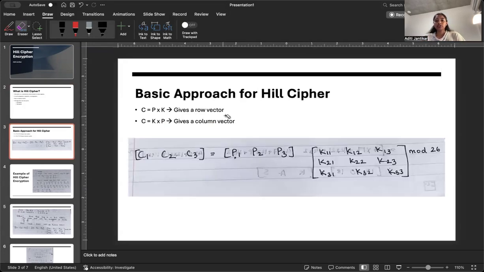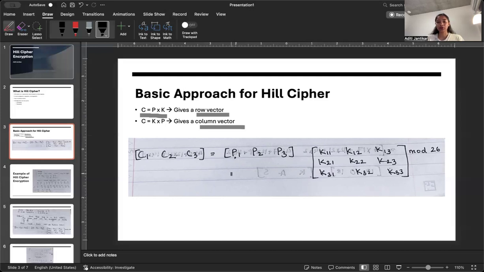So the basic approach for Hill cipher is the cipher text. The cipher text will be equal to the plain text multiplied by the key. So when the plain text is first multiplied by the key, you get a row vector. But when you multiply the key with the plain text, you get a column vector.